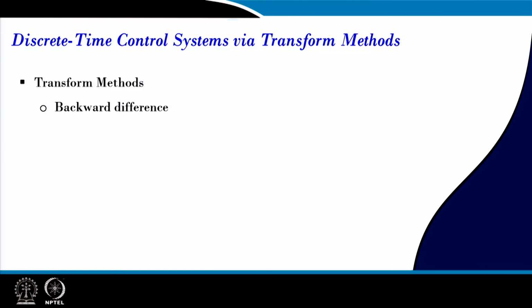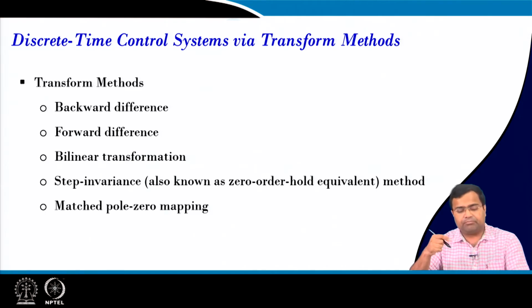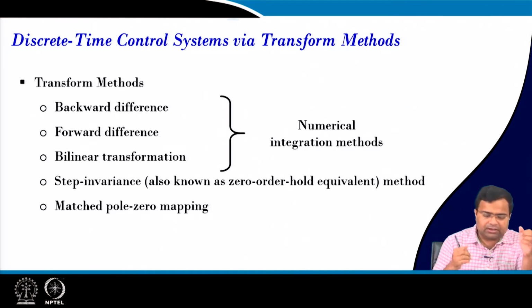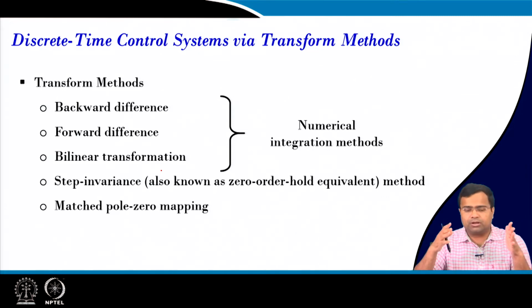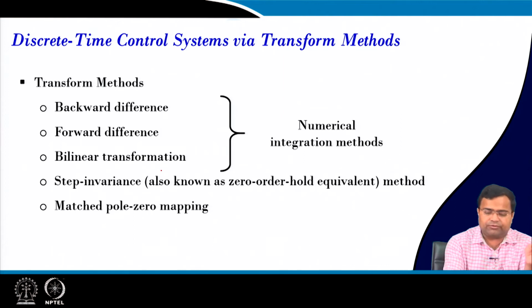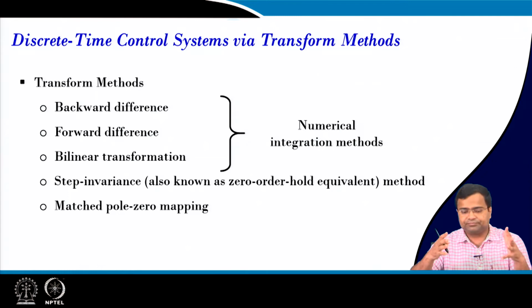One is the backward difference, another is the forward difference, another is the bilinear transformation, then the step invariance method, and matched pole-zero and numerical. So, the first three methods are numerical integration methods. And also under bilinear transformation, sometimes people talk about frequency pre-warping. So, in this lecture we want to first show the first three different methods, how they come about and how accurate they are, as well as what the implication is for stability.